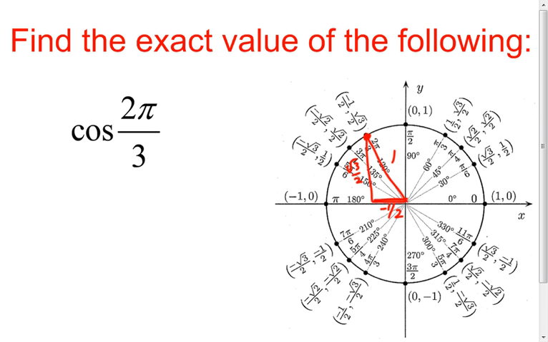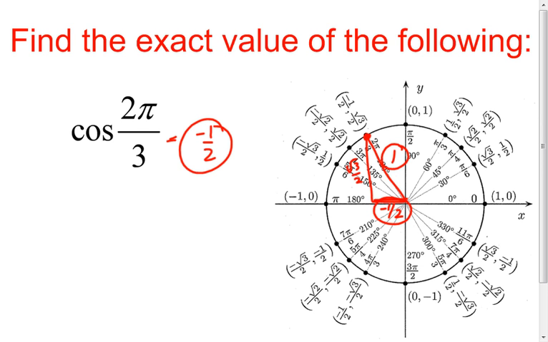Cosine is your adjacent over your hypotenuse, or your x over your r. This is your adjacent or your x, and this is your r. So we know that cosine at that spot would be -1/2 over 1, which is just -1/2. I don't know why I have two negatives there, sorry. So -1/2.